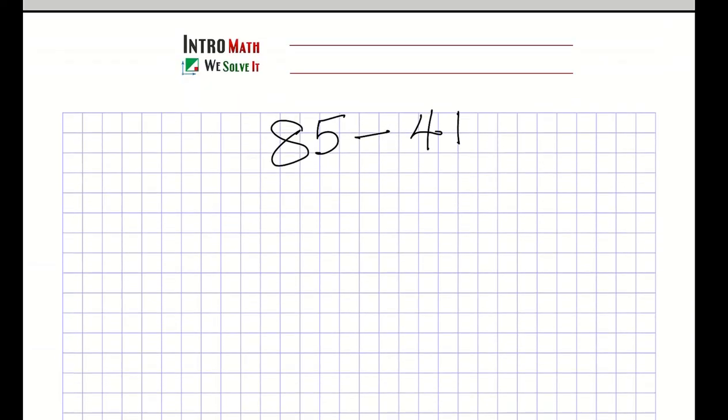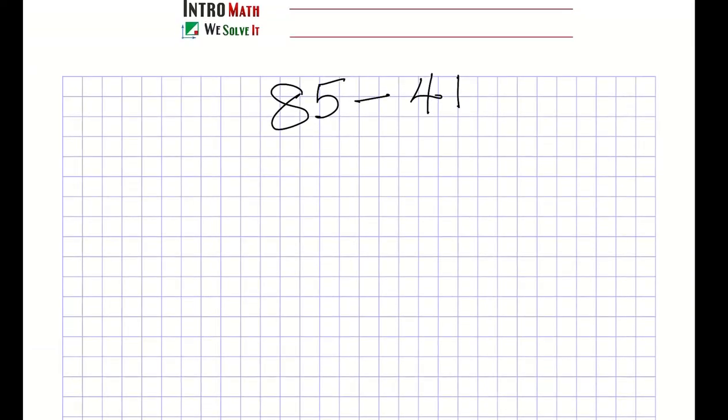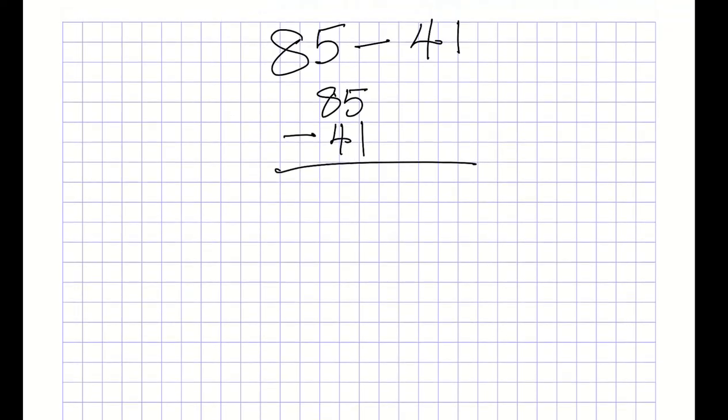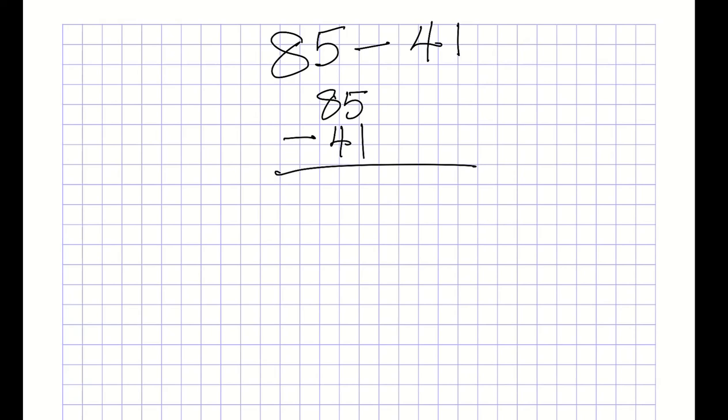Okay, so let's do this one right here. What do you do? The first thing you do, you line it up. Subtract 41 from 85. First you write 85, and then you put the sign, and then you write 41, and then you draw that line. Organize this way, that way you don't make any mistakes. So 1 subtracted from 5, you get 4. 4 subtracted from 8, you get 4. So that's the solution right there.